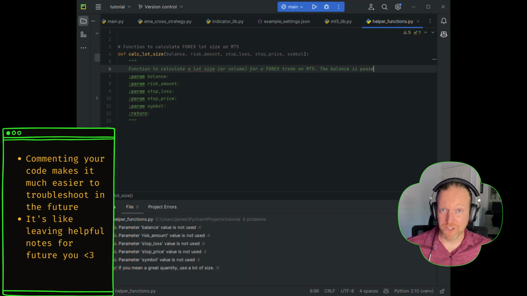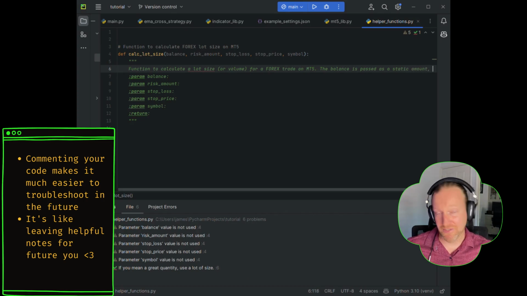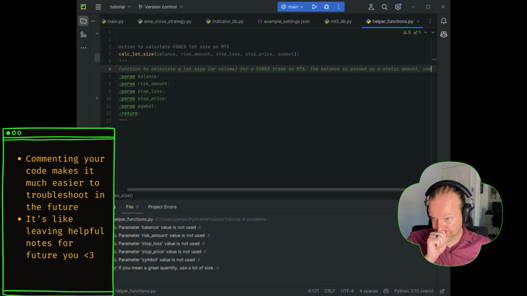As with all of my functions, we're going to go ahead now and add in all of the comments that we need to describe to ourselves what this function actually is and what it's there for.